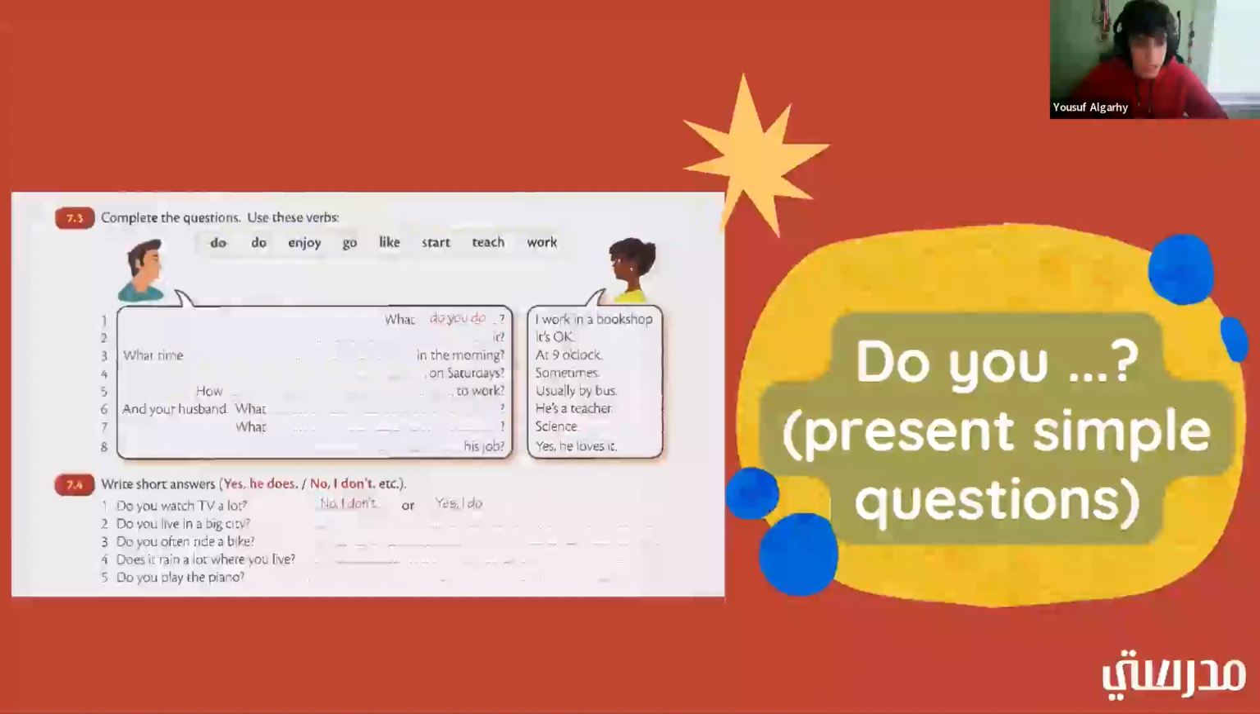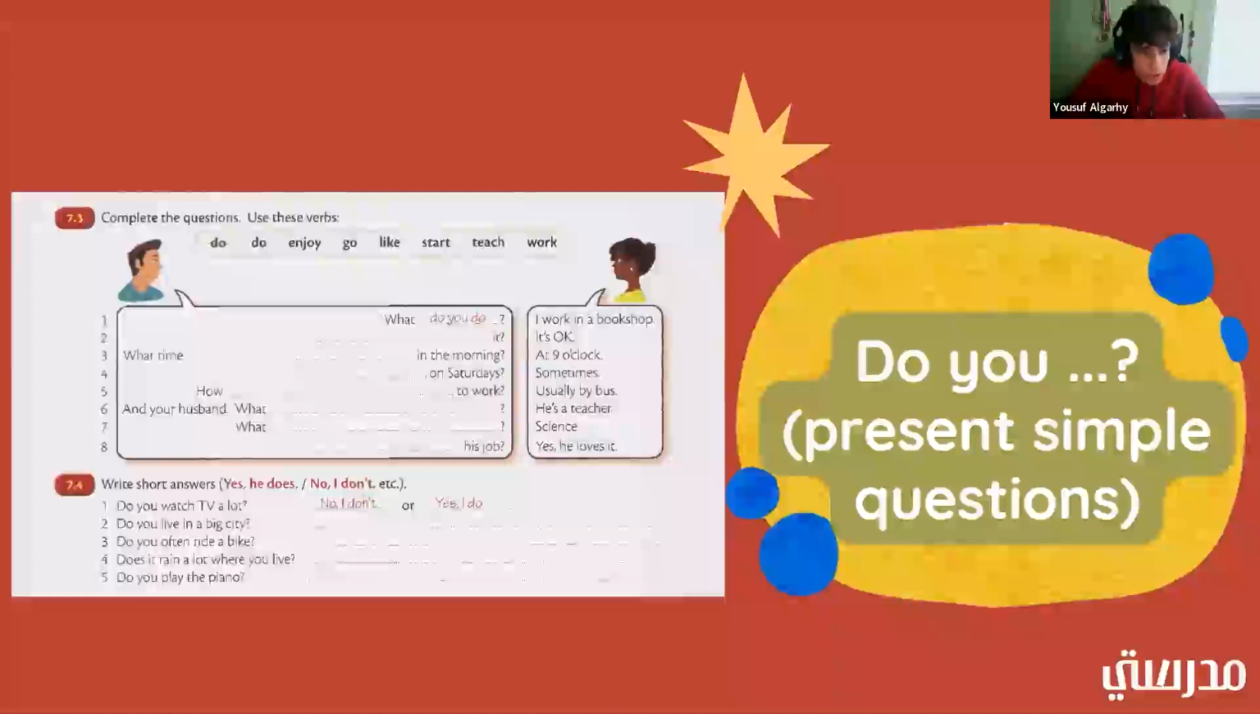And your husband, what blank? And your husband, what does he do? Good. What blank? This one was, what does he teach? Okay. And then the last one, blank his job. Does he enjoy or does he like his job? And then she says, yes, he loves it.